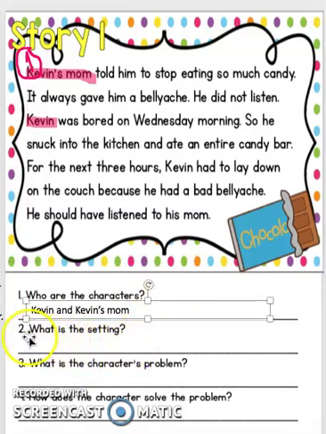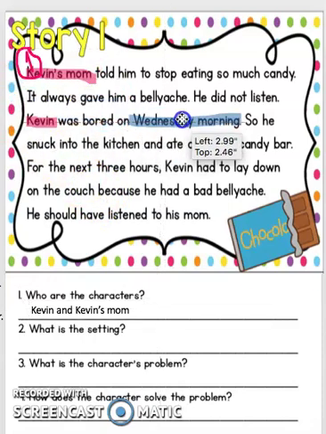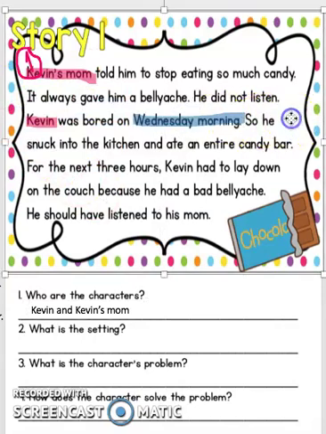Now, number 2 says, what is the setting? So I'm going to highlight the setting in blue. And remember, when we find setting, that tells me when and where the story is taking place. So I remember in the story it told me something about the day. Do you boys and girls remember? Can you find which day was mentioned in the story, or that I mentioned because I read it to you? Did you say Wednesday morning? You're right. So I'm going to highlight that blue.